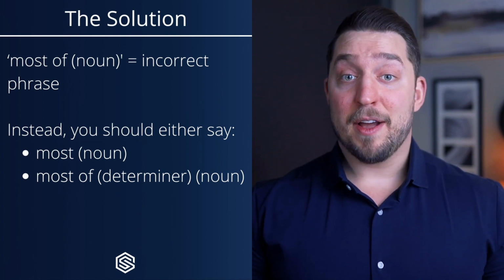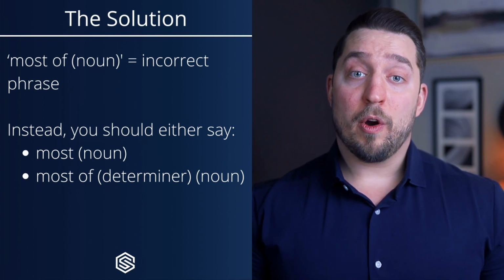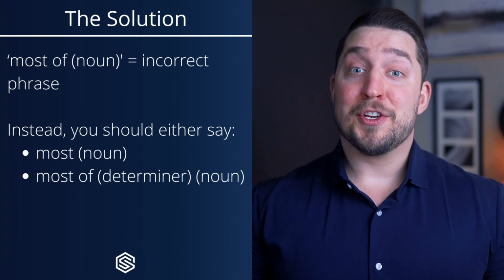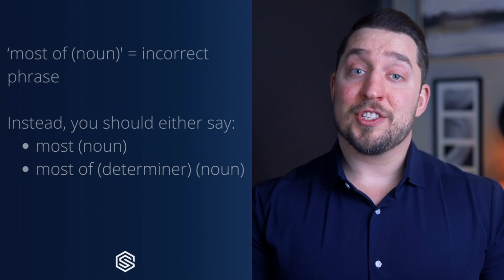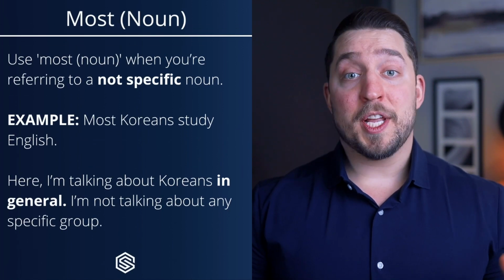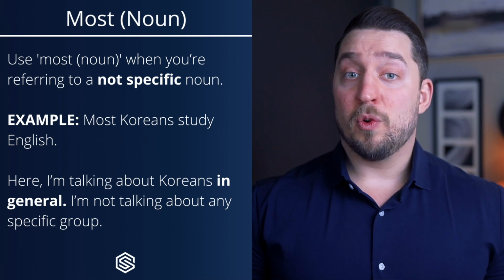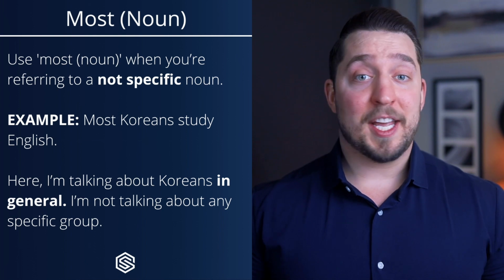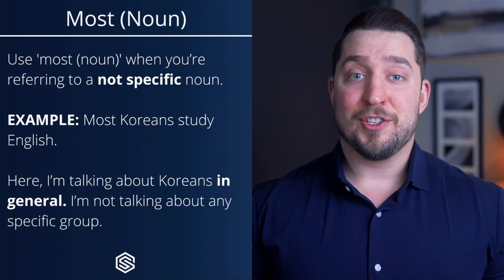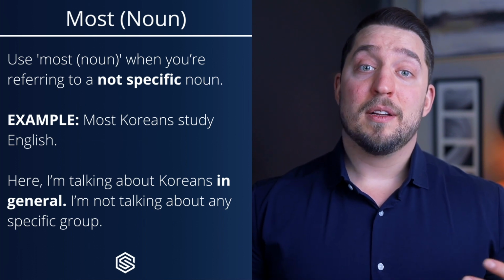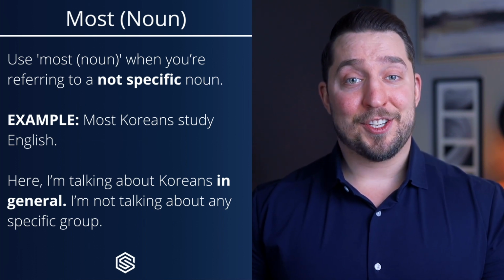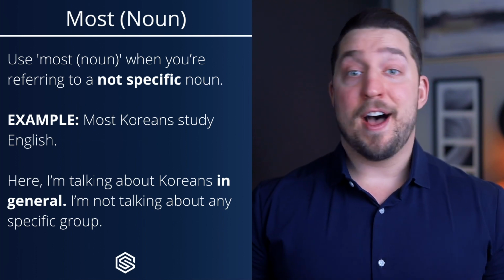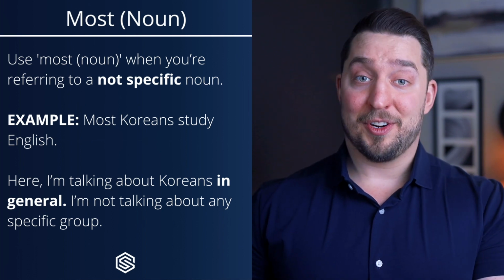Instead, you should either say "most" and then your noun, or "most of" and a determiner and then a noun. And I'll explain what a determiner is, but first let's look at just using "most." So you want to use "most" and then a noun whenever you are referring to a not specific noun. This would be when you're just talking about a noun overall or in general. For example, I could say, "Most Koreans study English." Here, I'm talking about all Korean people in general. I am not talking about any specific group of Koreans.